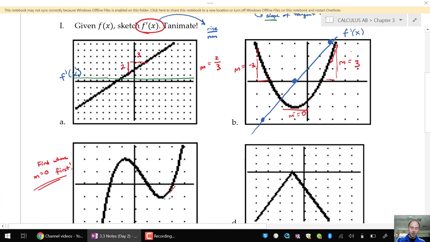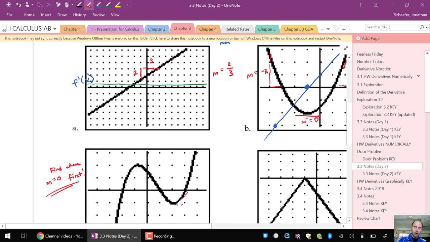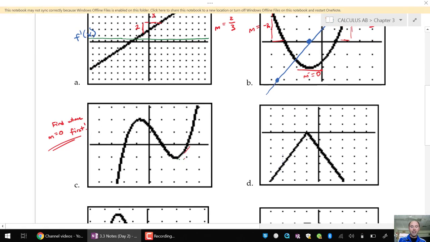The next picture down here is even more complex. We have what looks like some sort of cubic function, x to the power of 3. So let's analyze the slopes here. I have a note that says to find where the slope is equal to 0 first, and it's often going to be the easiest thing to find. So I see a 0 slope right there, and I see a 0 slope over here. So go ahead and mark on the picture where those slopes of 0 occur, because that means I can go right down to the x-axis, and right below it or right above it, just put a point for the derivative.